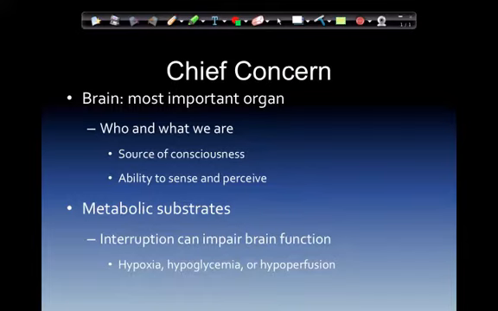Chief concern. The brain is the most important organ. It's who and what we are. Sources of consciousness, ability to sense and perceive, metabolic substrates. Interruption can impair brain function. When we talk about this, we talk about things like hypoxia, low blood sugar, hypoglycemia, or hypoperfusion from low blood pressure. Cerebral perfusion is most affected by the traumatic brain injury, and that's because of the pressure that increases in there. We'll talk about intracranial pressure here in just a little while, but the pressure that increases in there competes with the body's ability to oxygenate the tissues.